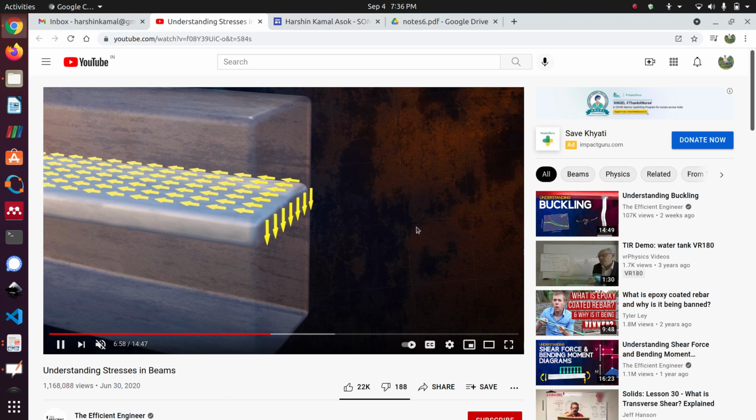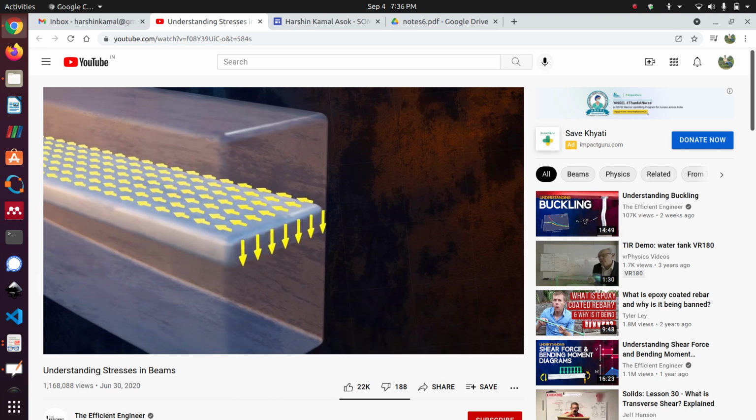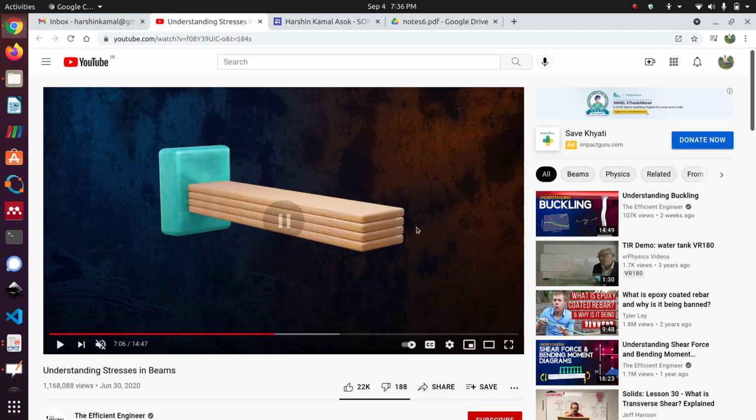Now, why is it significant? How is that intuitive? How can we understand that idea more intuitively? Let's consider the whole beam as a few different planks of material put one over the other.